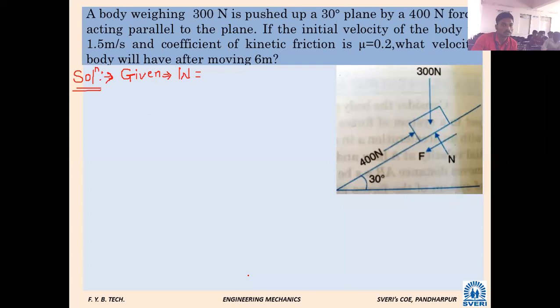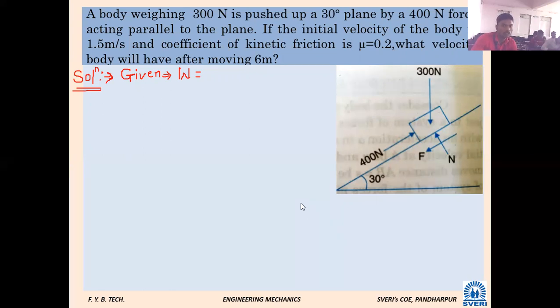Yes. Huh. A body weighing 300 Newton is pushed up a 30-degree plane by a 400 Newton force acting parallel to the plane. If the initial velocity of the body is 1.5 meter per second and coefficient of it becomes to 0.2, velocity body will have a moving meter. Very good. Thank you.